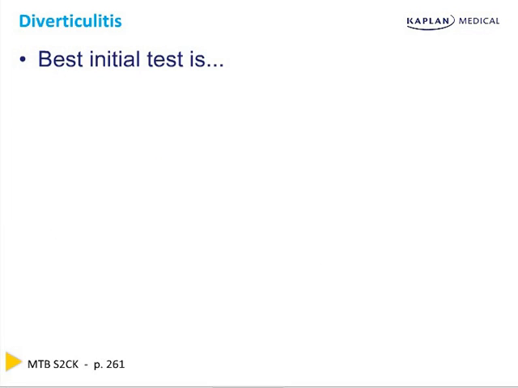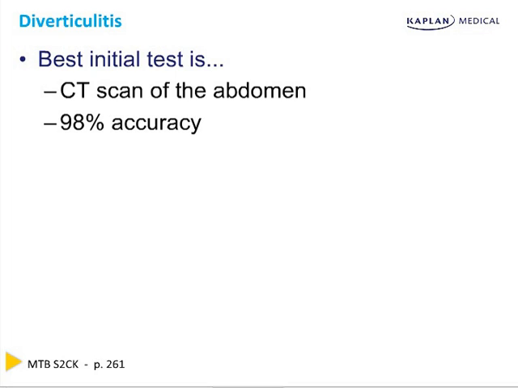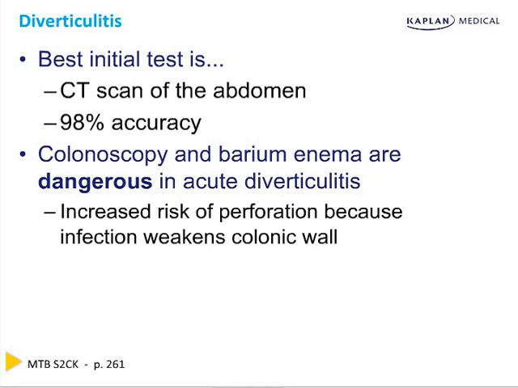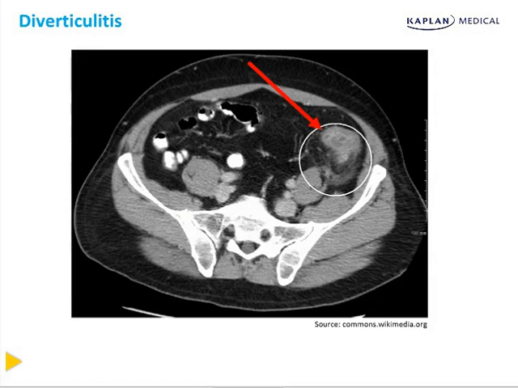The best initial test is a CT scan of the abdomen. It actually has a 98% accuracy. A colonoscopy and barium enema are dangerous in acute diverticulitis. There's an increased risk of perforation because the infection weakens the colonic wall. So think about it. You introduce a colonoscopy, you inflate air with a colonoscopy, and then your weakened bowel wall goes pop. Here's an example of diverticulitis in the left lower quadrant as detected by a CT scan.